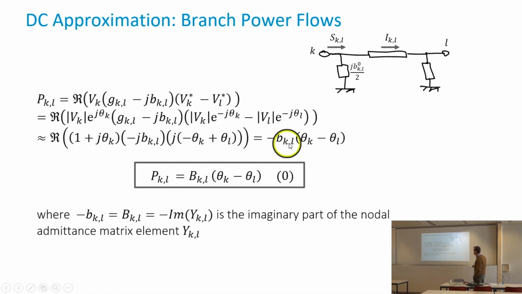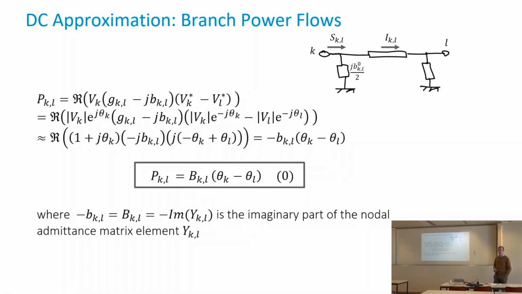It is equal to minus b, where b is the imaginary part of the admittance, times the difference in angles. Right. So b is very often negative, so minus b is a positive number. If we call it capital B, we obtain this expression that says that the active power flow from K to L, as a first order approximation, can be approximated as B, the imaginary part of the admittance with the minus sign, times the angle difference.